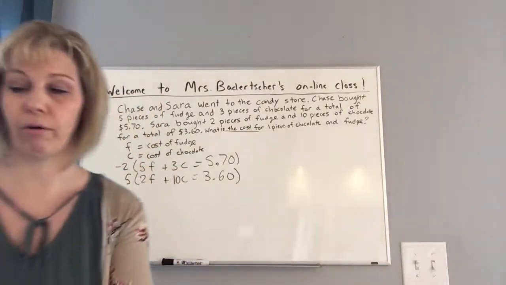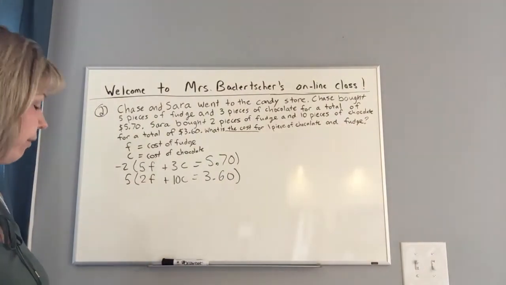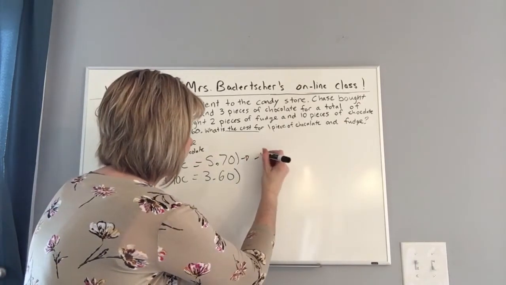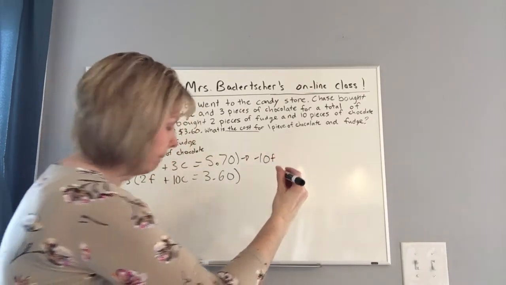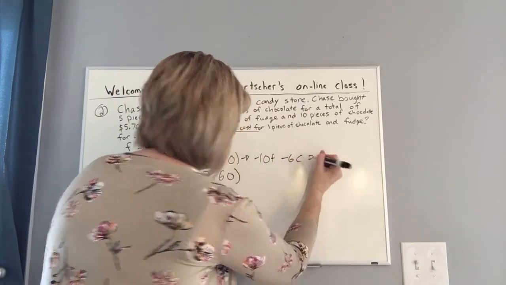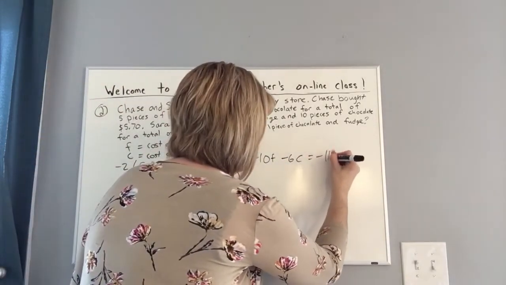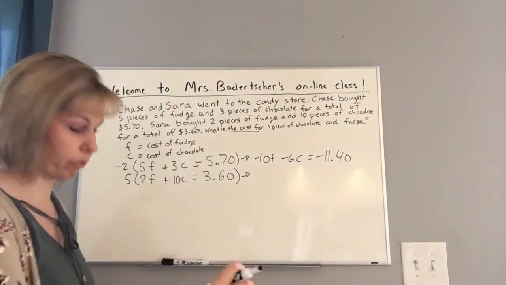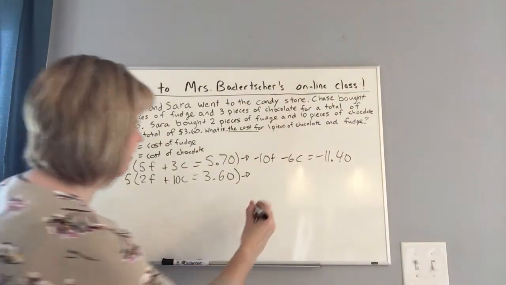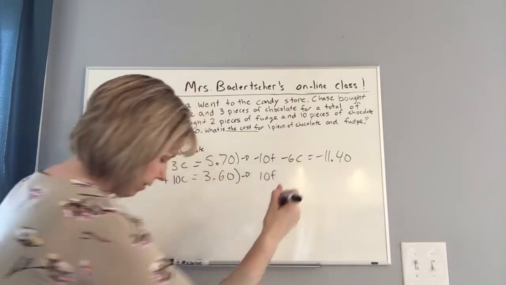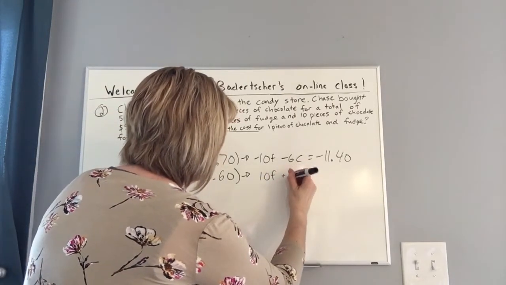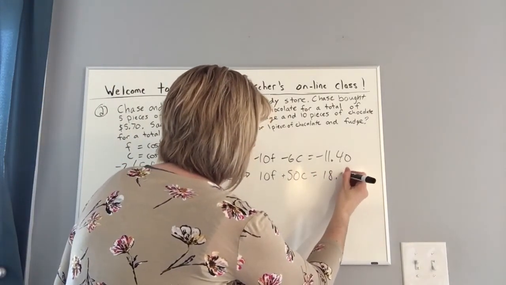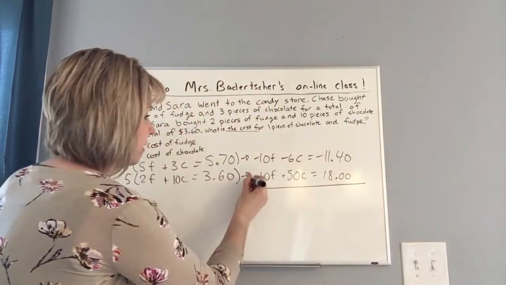All right, so I already wrote these out so I wouldn't have an issue when I video record. So I'm just going to read what I wrote. I have the top. We got -10F minus 6C equals -11.40. And then the bottom one, multiply everything through by 5, and we get, I did a +5, so positive 10F plus 50C is going to equal $18. I'll just do 18.00 since I have decimals on the other one.